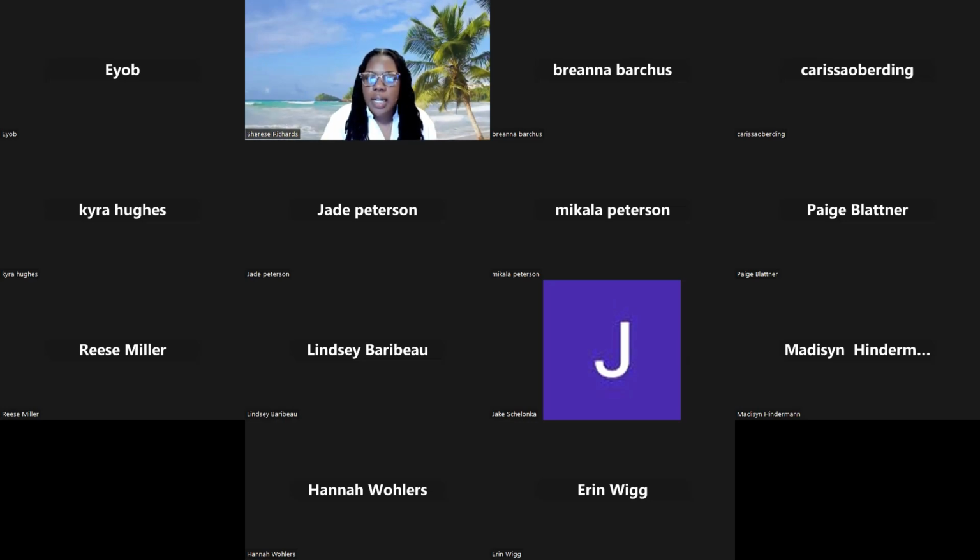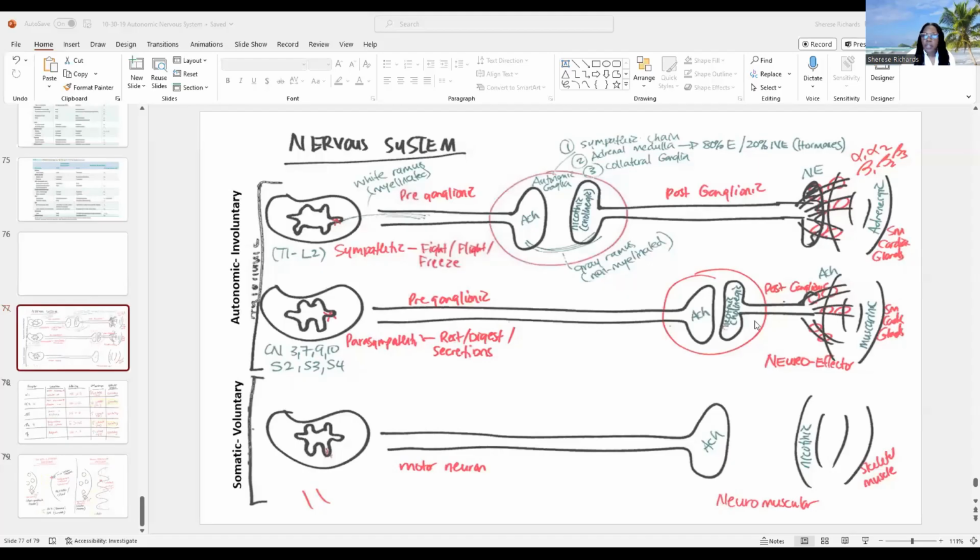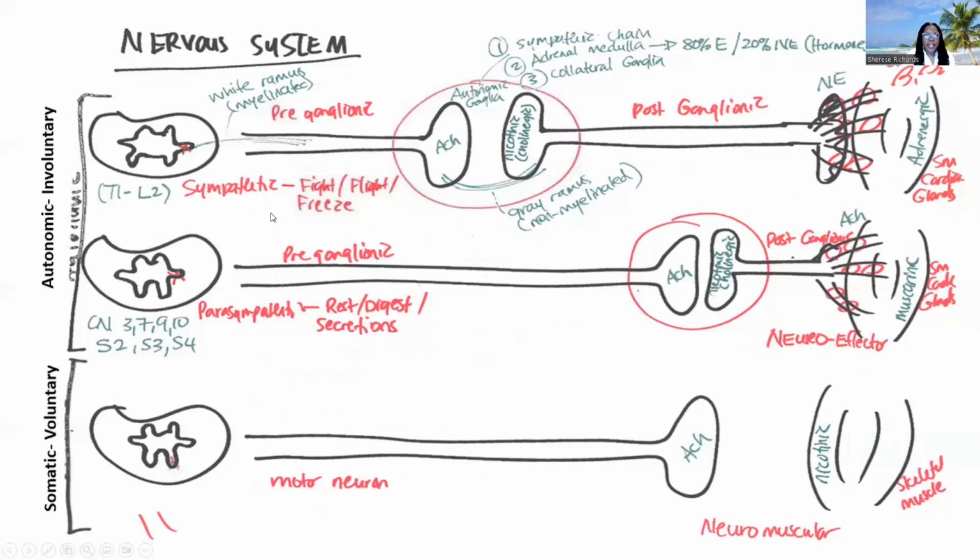Let's move on to the autonomic nervous system. So this is where we started chapter 11. And I'm going to start with this somewhat confusing slide here, but this is really an overview of all divisions of the peripheral nervous system. So the central nervous system is kind of what we just described, brain and spinal cord. The peripheral nervous system is going to include the autonomic nervous system and then the somatic nervous system.